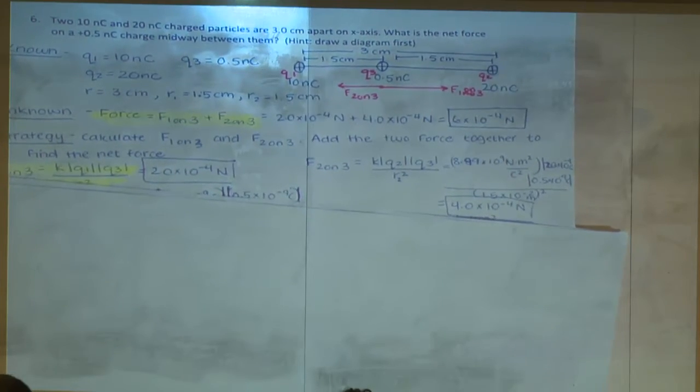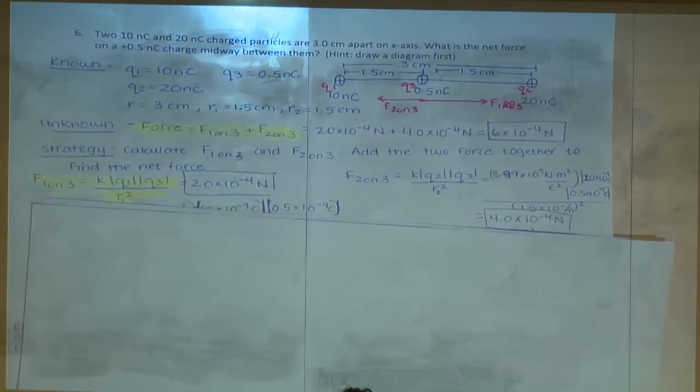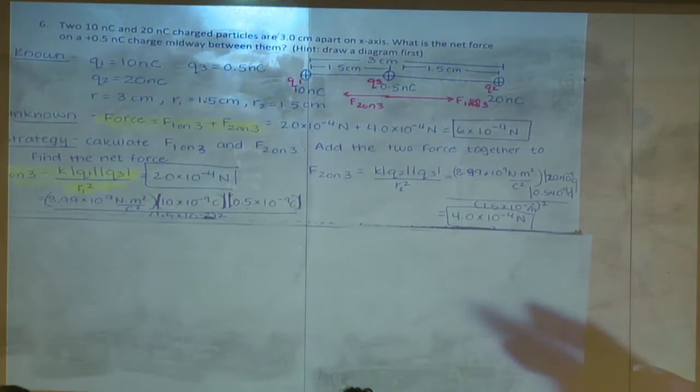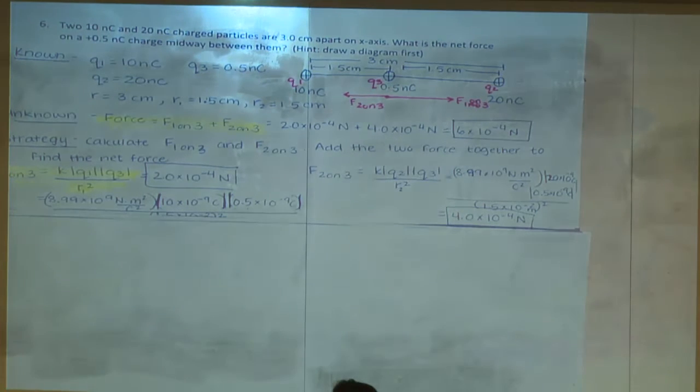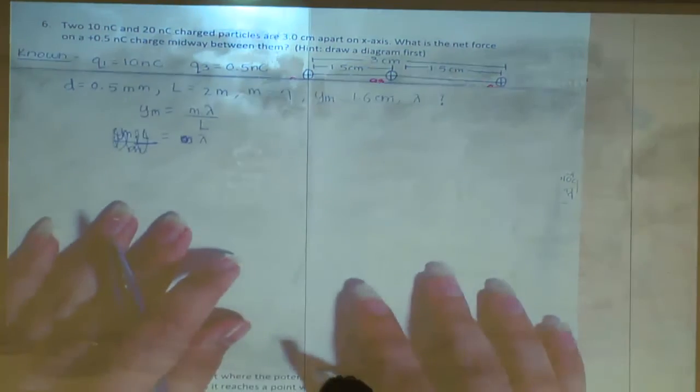If I were to have a quick variation right here, so let's say I were to change the 20 nanocoulomb to negative 20, then it would look a little different, because now that we have a negative charge, we're going to have more pull towards the negative charge, right? Because negative charge attracts.